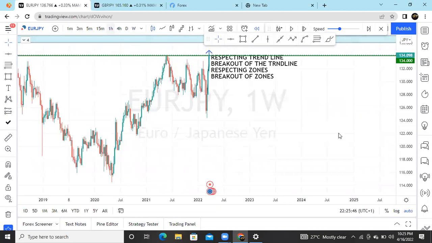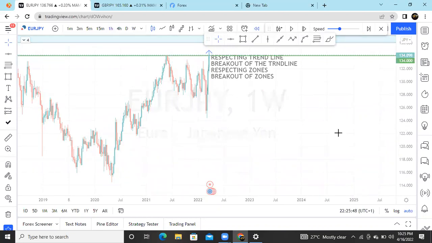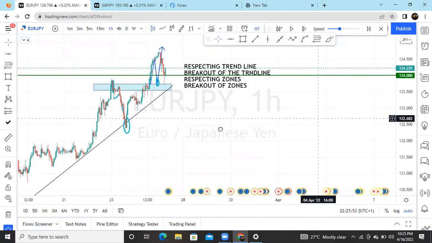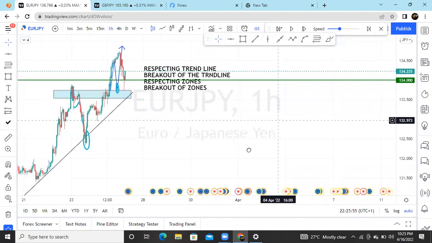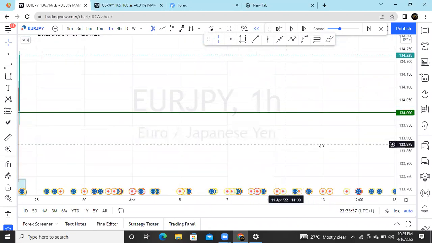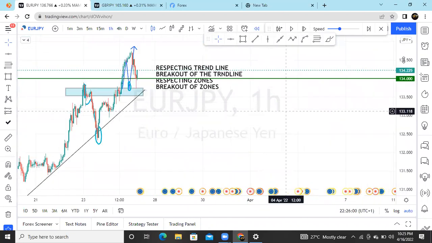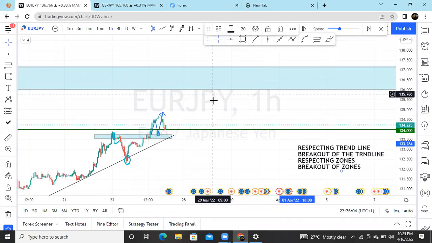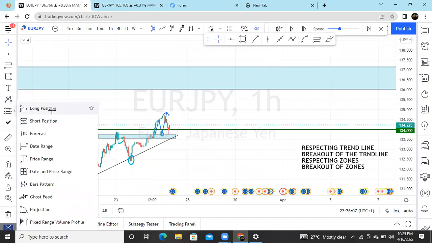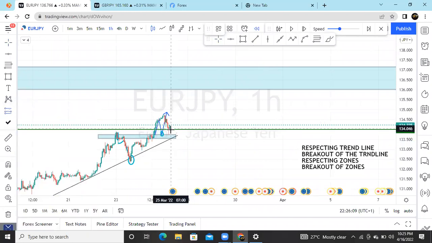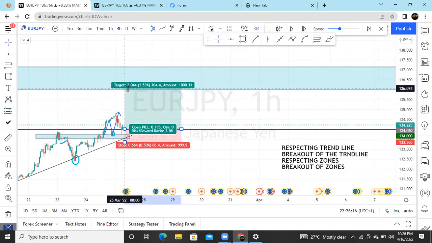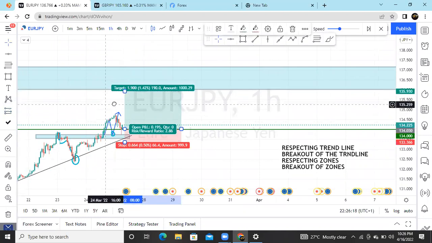Okay, so I step back down to the 1 hour. Great. Okay. I'm not quite seeing it. All right, okay, great. Yes. There we go. Let's get this out of the way. So I get my long position too. This is where I enter the trade. Right here is where I enter the trade. So I drag this. It's my zone.